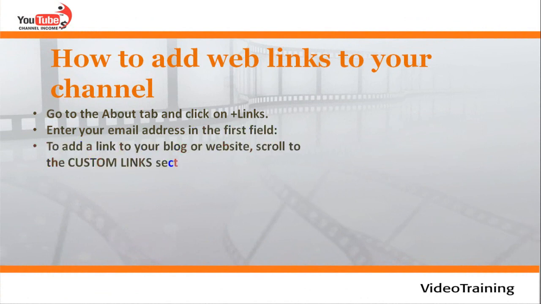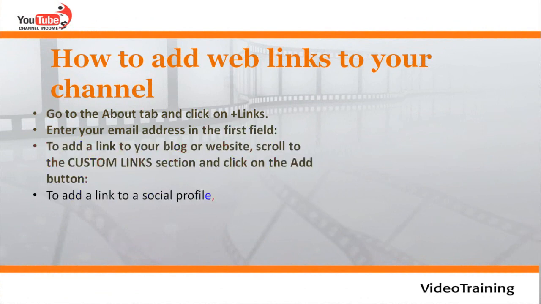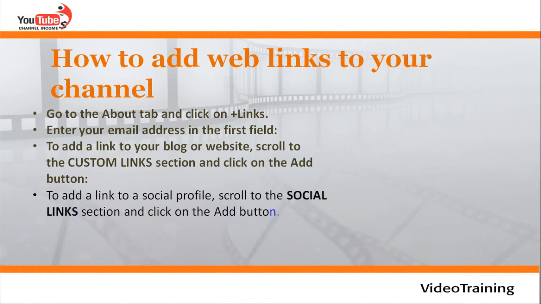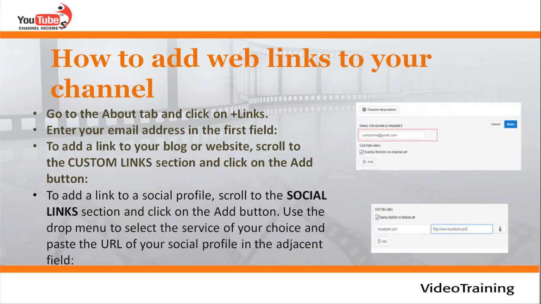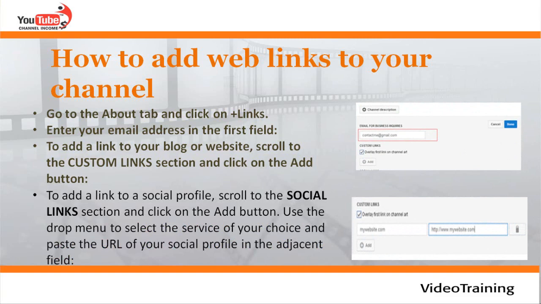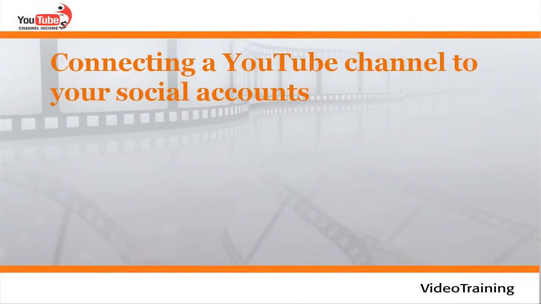Enter your email address in the first field. To add a link to your blog or website, scroll to the Custom Link section and click on the Add button. To add a link to a social profile, scroll to the Social Link section and click on the Add button. Use the drop-down menu to select the service of your choice and paste the URL of your social profile in the adjacent field.